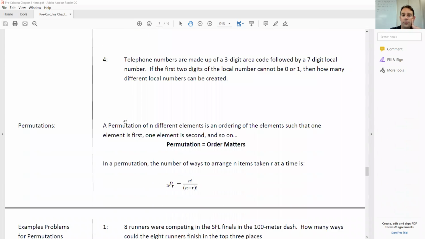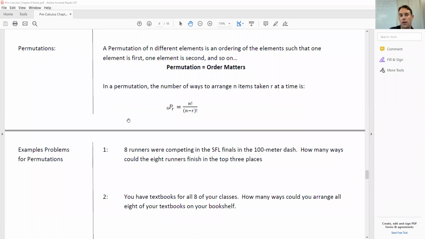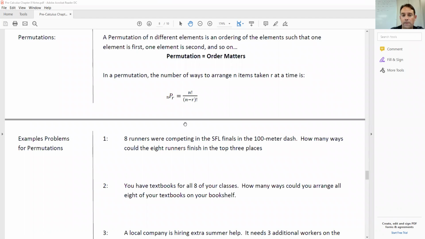So the next thing we're going to get into is other ways to order things. And the way we're going to order things is with something called a permutation. So now a permutation, and I can't stress this enough, a permutation is when order matters. Order matters. In other words, when I'm grouping things together, if order matters, A and B is a different permutation than B and A. They're different. It deals with specific things.